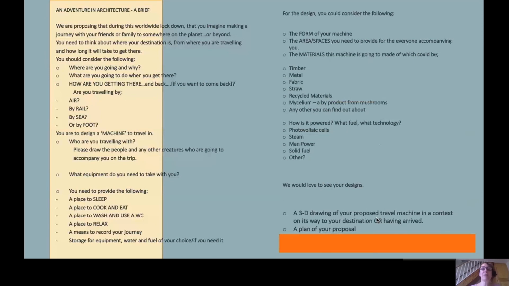So here's a brief, so, things to think about. I'm just going to read through it. We're proposing that during this worldwide lockdown you imagine making a journey with your friends or family to somewhere on the planet or beyond. You need to think about where your destination is, from where you're traveling and how long it will take to get there. You should consider the following.